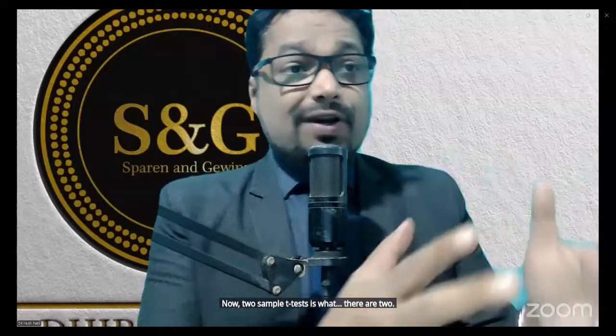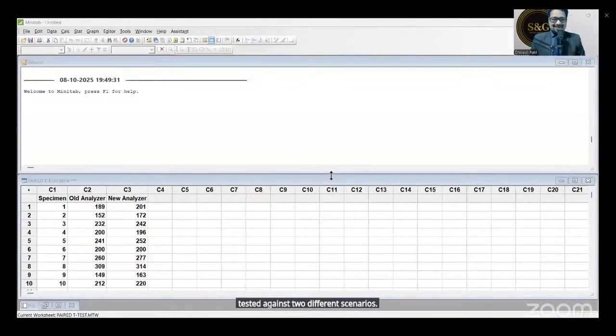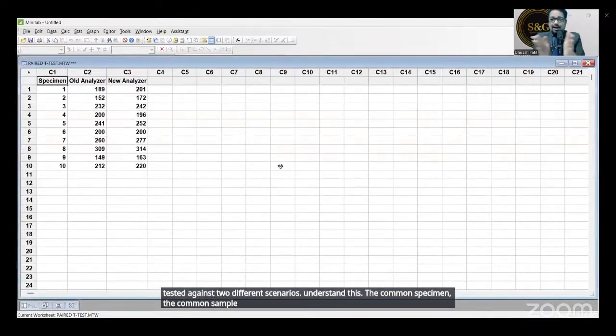Now, what is a two sample t-test? There are two different samples compared with each other, like the average of Rishabh Pant and the average of KL Rahul. So you are comparing two different samples with each other. That is called a two sample t-test. Now here, if we have a common sample tested against two different scenarios, understand this? The common specimen, the common sample tested against two different scenarios, it's called a paired t-test.